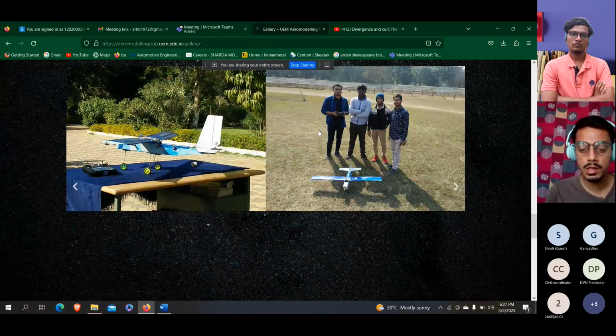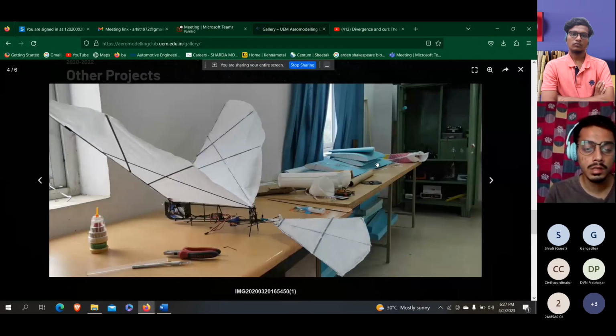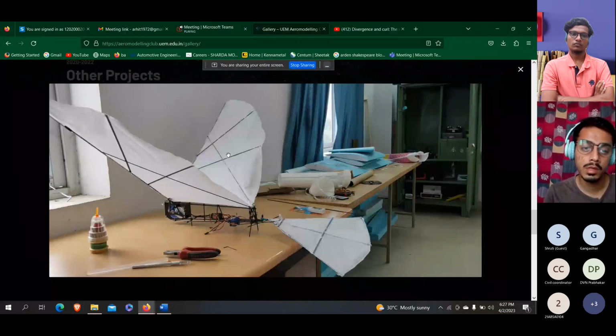This is one of our projects that I am currently working on, the Ornithopter. It is based on flapping wing aerodynamics, or biomimicry. We can say that we look at how birds fly, and from there we try to mimic the total mechanism of the bird, make our own mechanism and build a project like that.